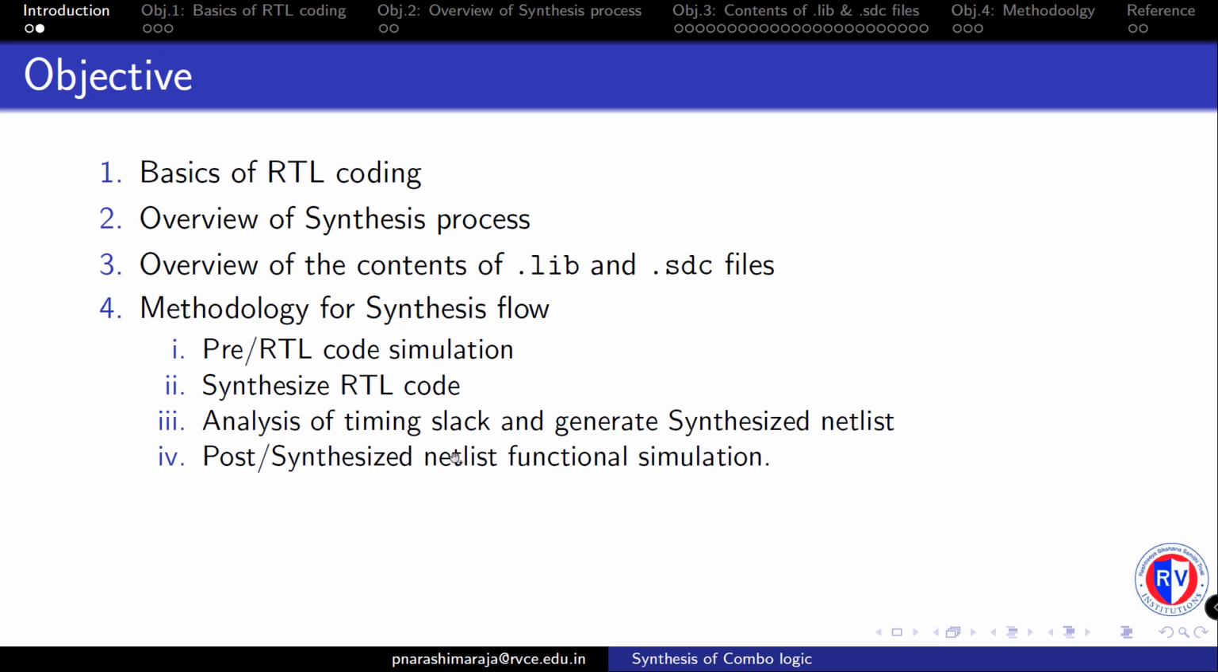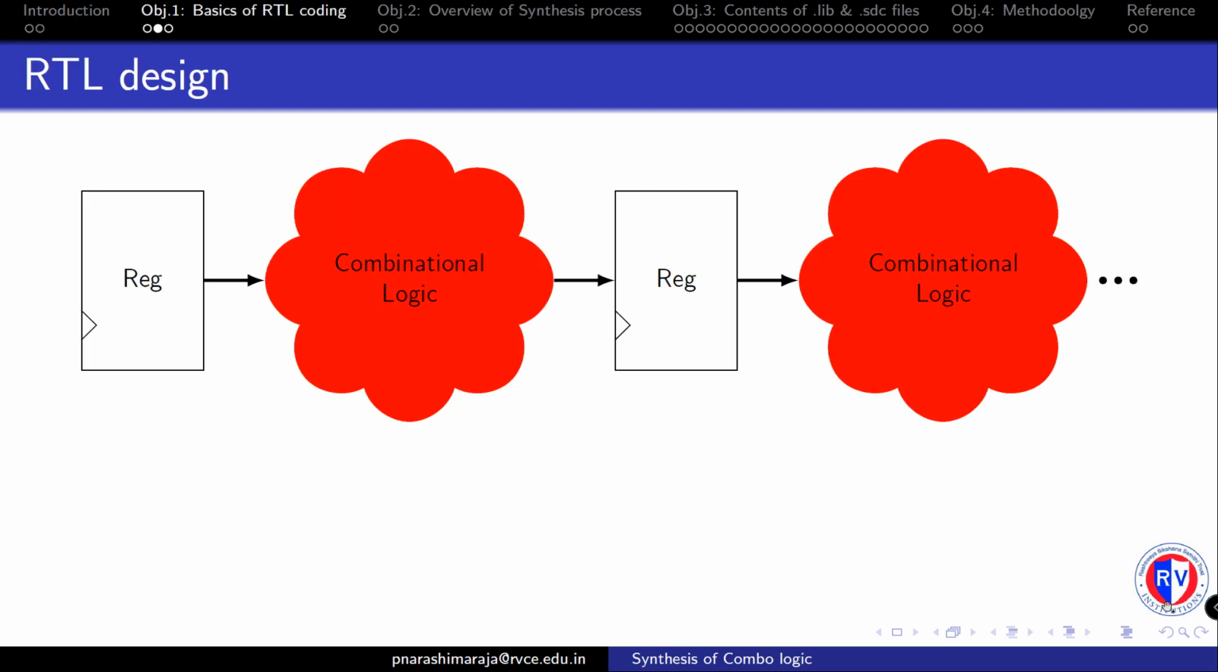In general, the synthesized code, after following this methodology, that is, after satisfying the constraint and synthesized functional verification, will go to the place and routing process. But here we will hold this particular place and routing flow till our last experiment. Now, focusing back to our synthesis of combo logics, we will move to our first objective, which is the understanding of basics of RTL coding.